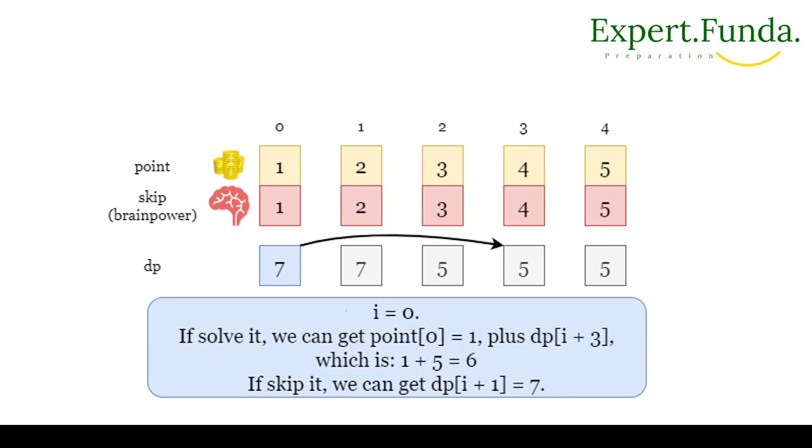Okay, so let's understand, if we have I equal to 0 in this case, we are talking about this one, right? If we solve it, we get the points at 0, which is 1, and if we add dp at 3, which is I plus 3, the value coming is 1 plus 5, which is nothing but 7. So if we skip it, we can get what, I plus 1 is 7.